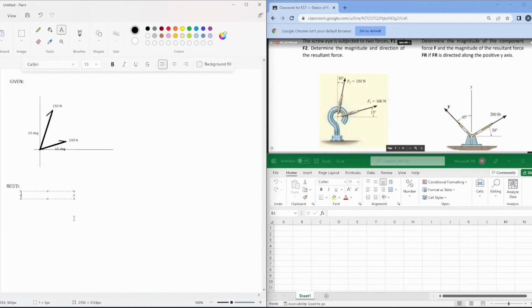Okay, so ang required is FR, with magnitude and direction. So how are we going to solve? So solution. Una, diba, to get the resultant, pwede kang mag-parallelogram law or mag-triangle rule ka. So, let's try doing the parallelogram law. So, copy ko na lang to.